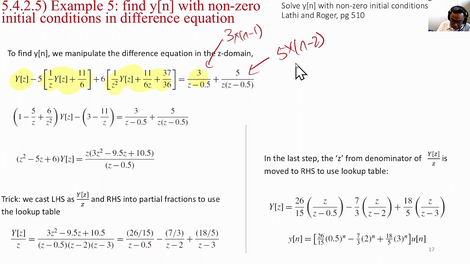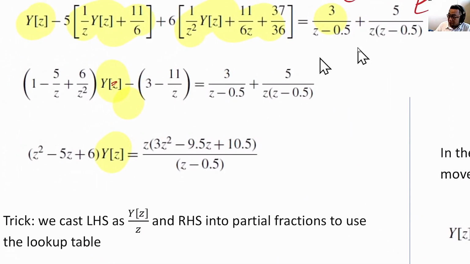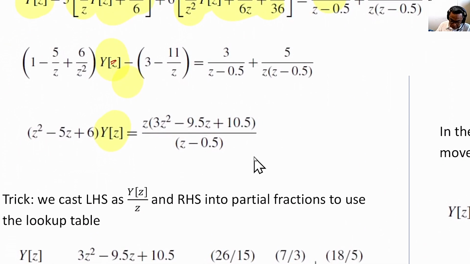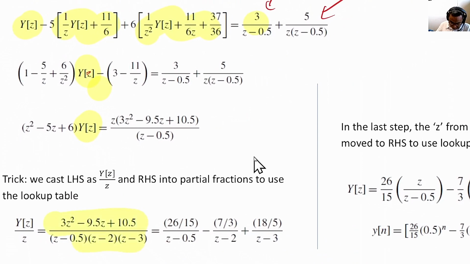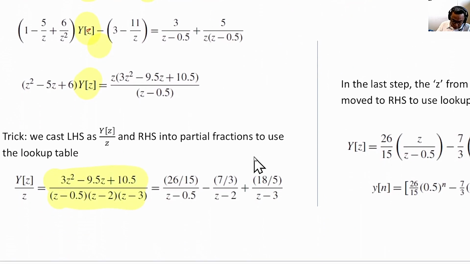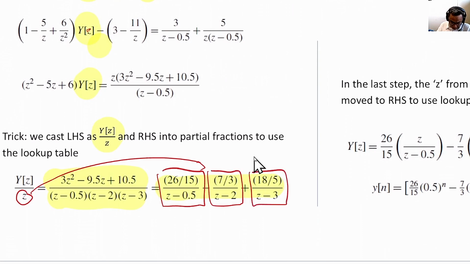We're now ready to manipulate and get the Y(z) terms together. So this is the Y(z) we are interested in. You start to shift the polynomials of z such that you can get Y(z) into some expression which allows us to perform partial fraction expansion. Again, the trick is to make the left hand side Y(z) over z when you are doing the partial fraction expansion, because later on we have to move the z to the right hand side again, such that the z transform table entry for that partial fraction exists. So later on you realize that this z will be moved here such that we can do the lookup table.